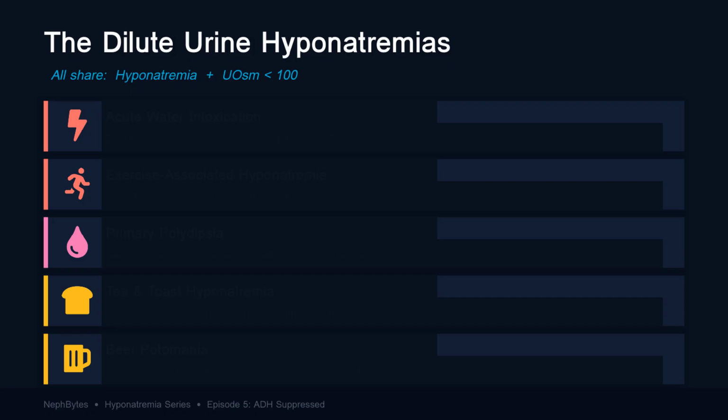And because the urine is dilute, they can look nothing like SIADH, which makes the diagnosis more straightforward, once you know to look for it. The harder part is knowing how dangerous the acute presentations can be, and understanding why the treatment for low solute states is completely different from anything we've covered so far. Let's start with the most dramatic end of this spectrum.